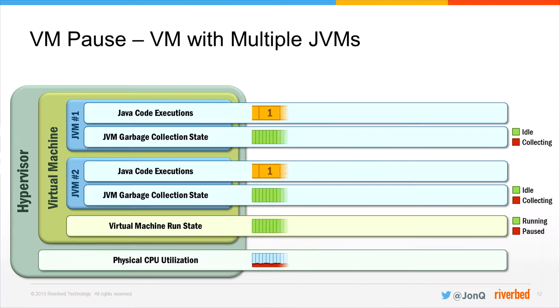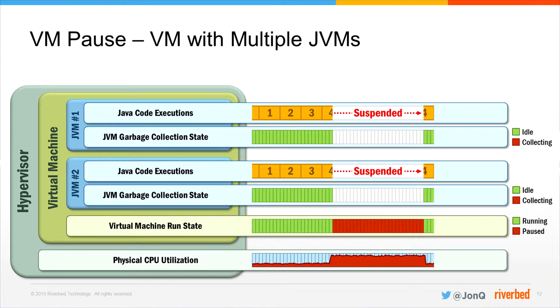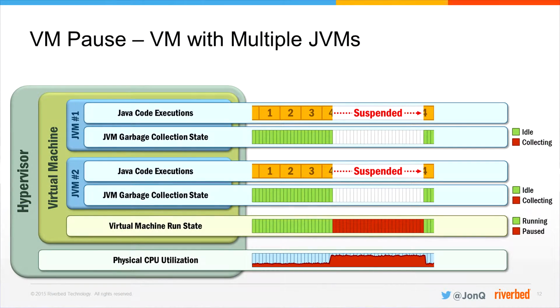So let's take another example like this, where we still have the same number of JVMs, but they're on the same physical machine now. So now, when that hypervisor pause occurs, because those JVMs are processes in the same operating system, which is paused, both JVMs simultaneously pause.